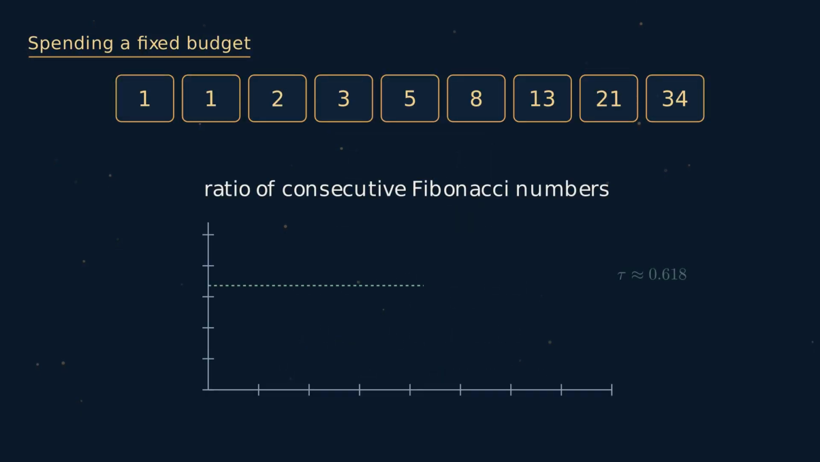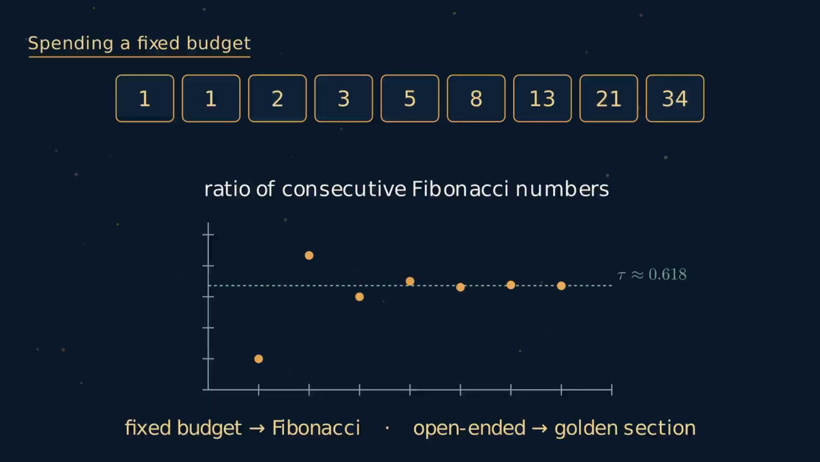And here is the beautiful part. Take the ratio of neighboring Fibonacci numbers, and it settles down. 1/2, 2/3, 3/5, 5/8, closing in on 0.618. Golden section search is simply Fibonacci search with an infinite budget. So, if the budget is fixed in advance, Fibonacci squeezes out the last drop. If you would rather just run until it is tight enough, golden section costs you almost nothing and is far simpler to code.